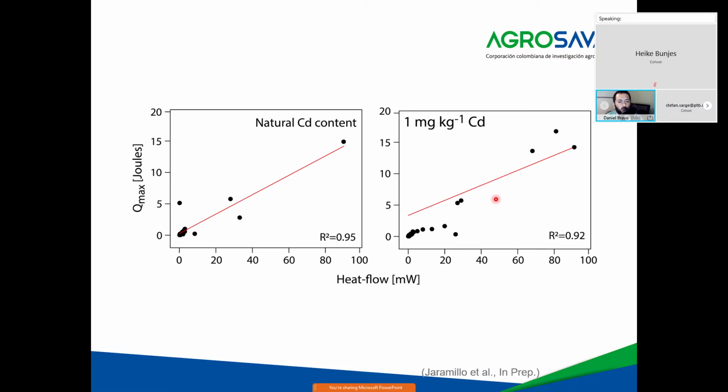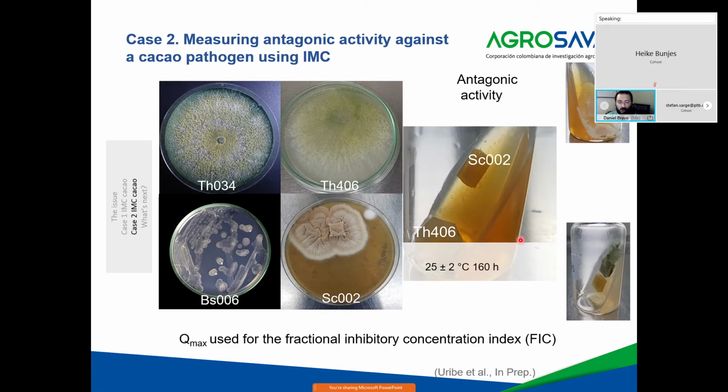So interestingly, we have seen in the amendment a little bit better distribution of the samples within the ratios of Qmax and heat flow. So that's for the first case.